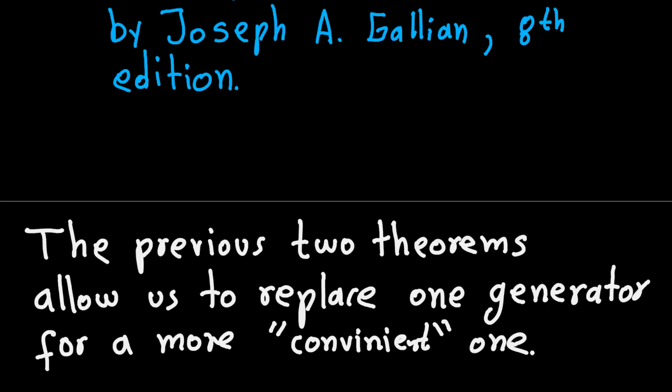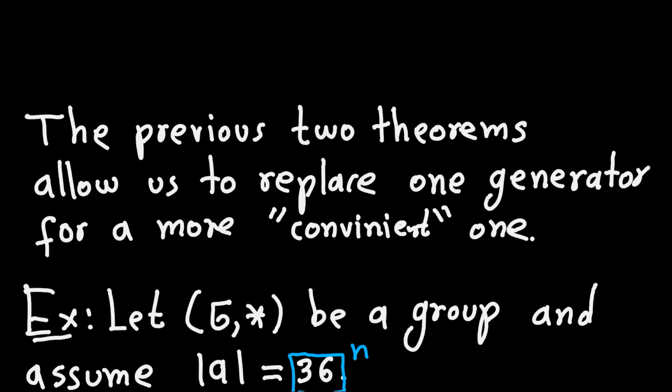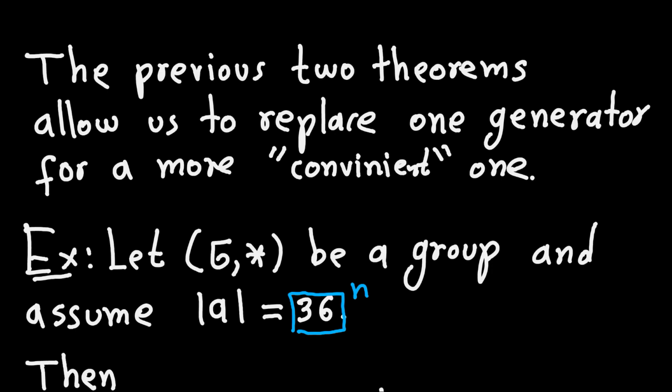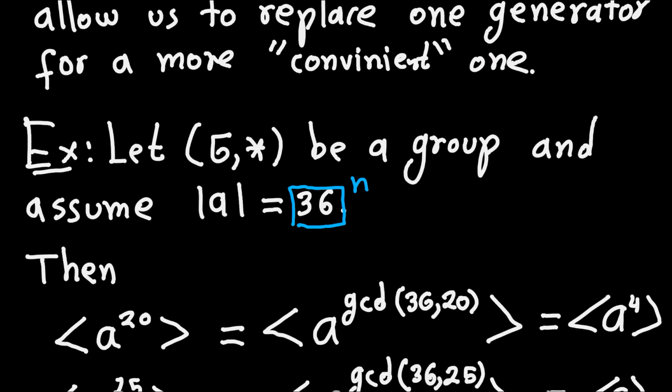Okay, so let me give you an idea of why these two theorems are important. Why do we want to use them? The previous two theorems allow us to replace one of the generators with a more convenient one. That's what I was explaining there. So let me give you an example.